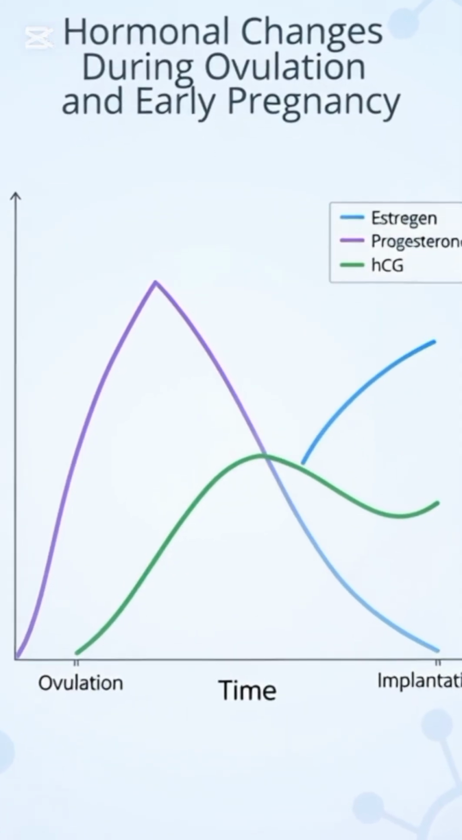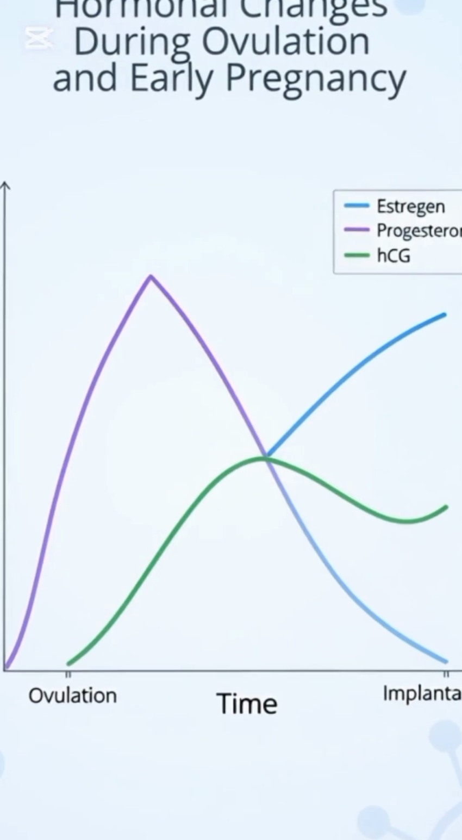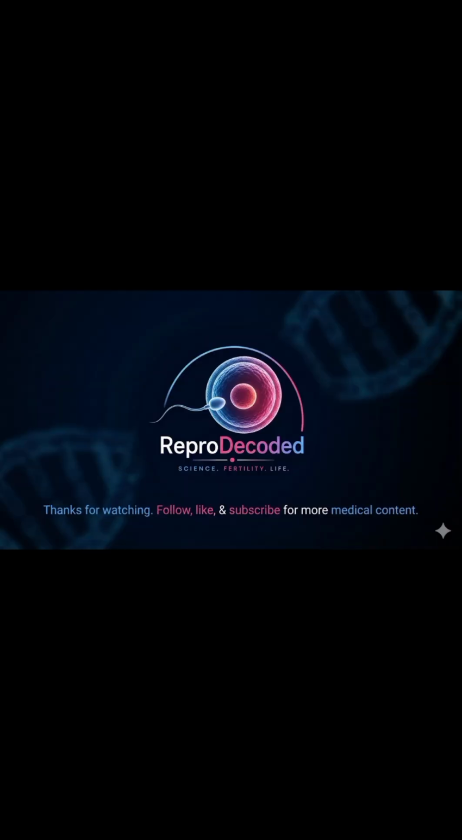Thank you for joining us on this academic review of human conception. Understanding these fundamental cellular interactions, cellular blocks, and endocrine feedback loops is vital for mastering embryology and clinical reproductive medicine.